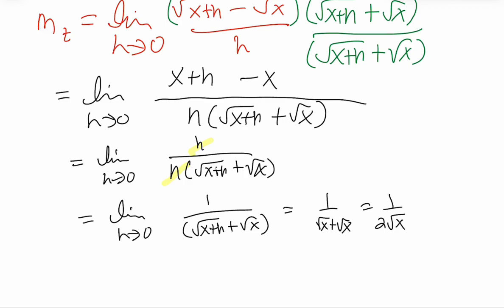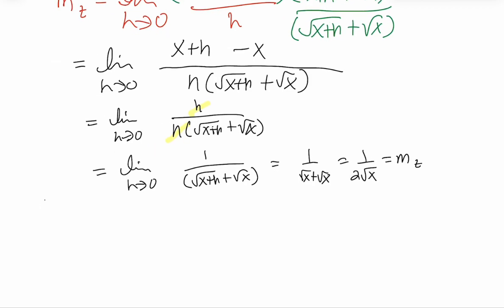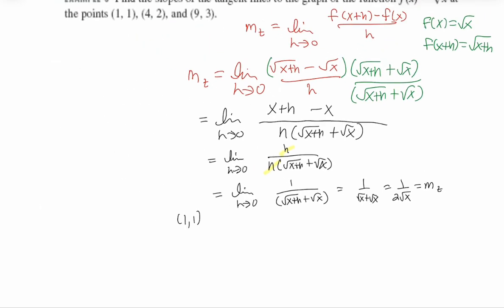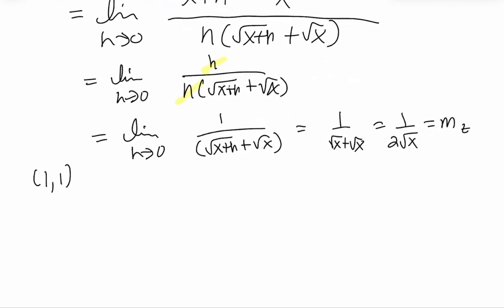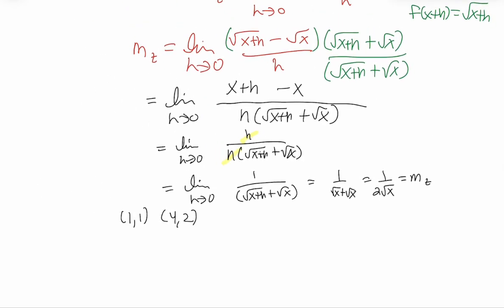So that is now a wonderful little formula that tells us the slope of the tangents at any particular spot is always 1 over 2 square root of x. Okay. So remember, we had 3 points to check. Let me write our points down. 1, 1. 4, 2. And what was the other one? 9, 3.